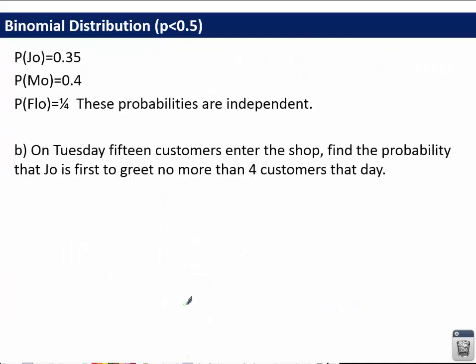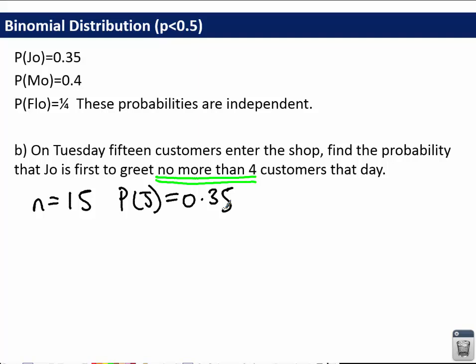Okay, question B. On Tuesday, 15 customers enter the shop. Find the probability that Joe is first to greet no more than 4 customers that day. It's very key information that no more than 4 customers, so I'm going to underline it. Then, we'll acknowledge what we need to know for this question. First of all, n equals 15. The probability of Joe greeting a customer first is 0.35. So, going back, we need to acknowledge this is a binomial distribution and let the examiner know. So J is binomially distributed, 15 trials, and the probability of it occurring 0.35.